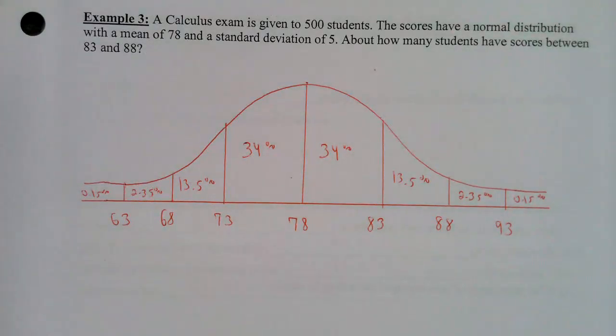All right, so this has a question we have to answer about how many students have scores between an 83 and an 88. Okay. So that is, I'll add in some color for this one. It's going to be this section right here.